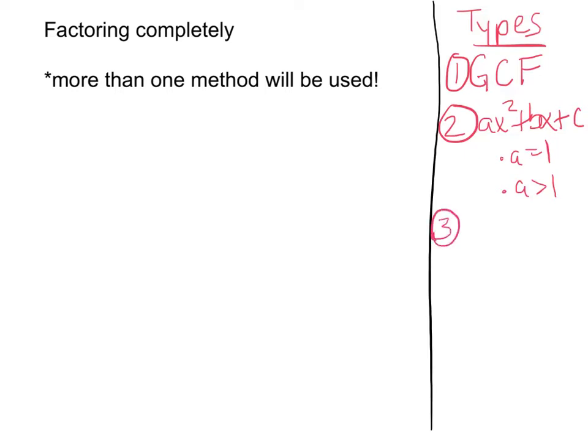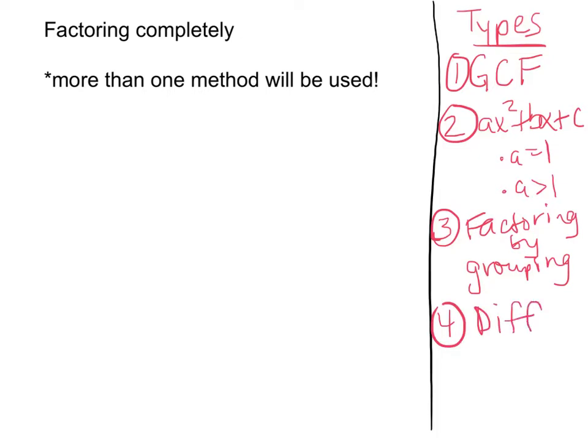The third type of factoring we looked at was factoring by grouping. And again, when we did factoring by grouping, the point of doing that was I had to find parentheses and I had to make what was in parentheses match. And then the final type that we looked at was the difference of perfect squares. Alright, but what we're going to look at now is the fact that you might actually be combining more than one of these types all in one problem.